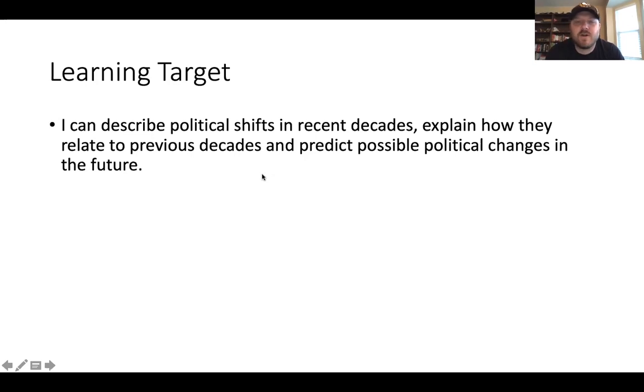Okay, so the learning target: describe political shifts in recent decades, explain how they relate to previous decades, and predict changes in the future. All of history really is looking at the past in order to make some predictions about the future. So what we're going to see is these shifts from conservatism to progressive liberalism. We're going to see shifts from Republicans to Democrats and how it goes back and forth over the past 20 some years.